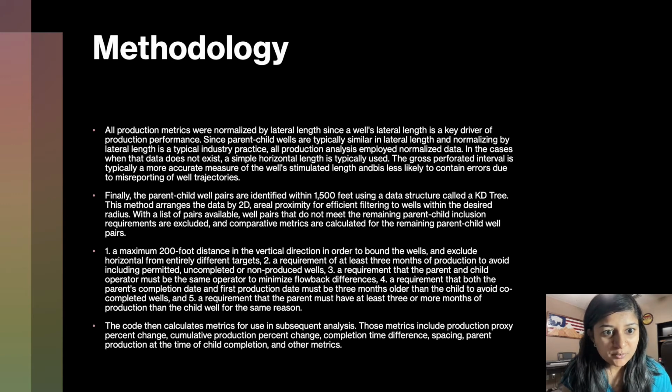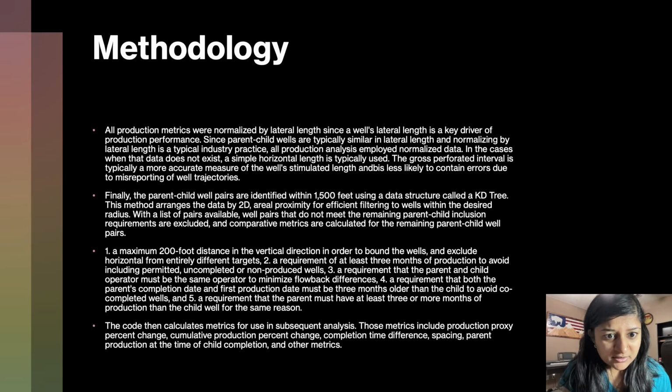Finally, parent-child well pairs are identified within 1,500 feet using a data structure called KD tree. This method arranges the data by 2D aerial proximity for efficient filtering to the wells within the desired radius. With the list of pairs available, the well pairs that do not meet the remaining parent-child inclusion requirements are excluded, and comparative metrics are calculated for the remaining parent-child well pairs. A maximum 200-foot distance for the vertical direction is used in order to bound the wells and exclude horizontals from entirely different targets.